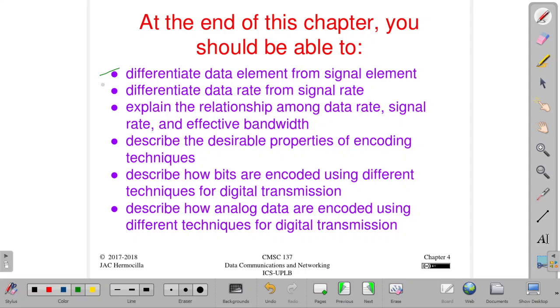Data element from signal element, differentiate data rate from signal rate, explain the relationship among data rate, signal rate, and effective bandwidth, describe the desirable properties of encoding techniques, and next is describe how bits are encoded using different techniques for digital transmission, and lastly describe how analog data are encoded using different techniques for digital transmission. Okay, so it's all about digital transmission.